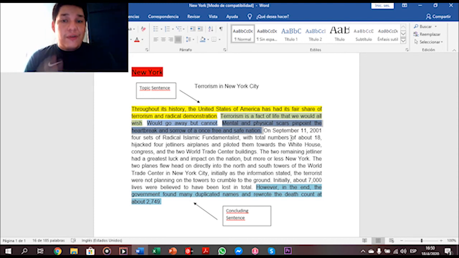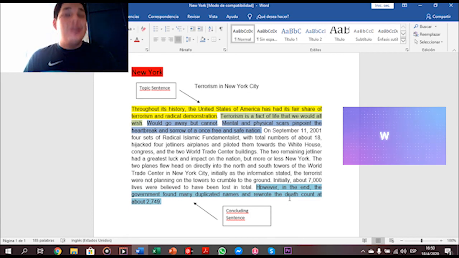After you finish doing your body, you have to finish with a concluding sentence, which is over here. It says, however, in the end, the government found many duplicated names and rewrote the death count to about 2,749 people who passed away in this case. So, after you settle down everything that can be important for your paragraph, until then, you are done and congratulations, you already made your paragraph.